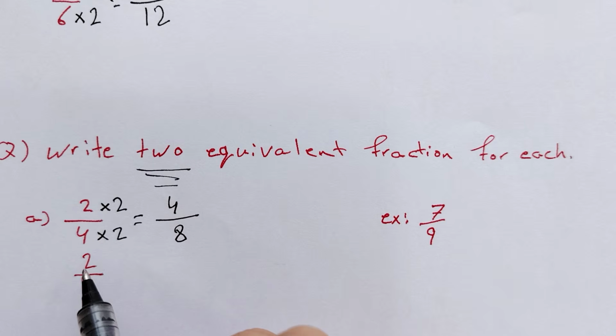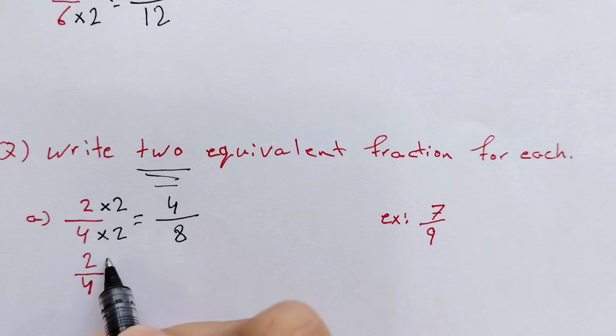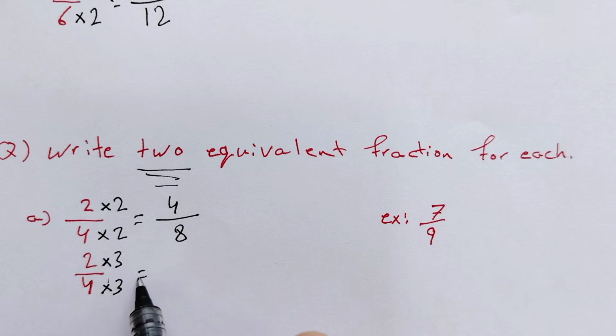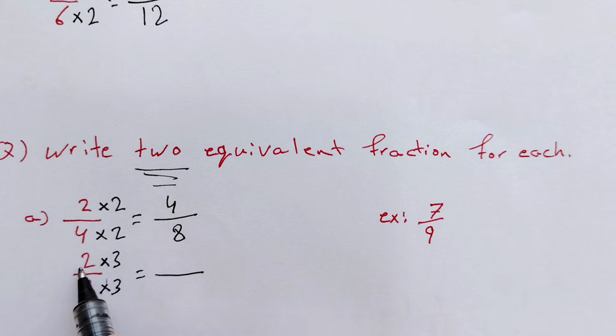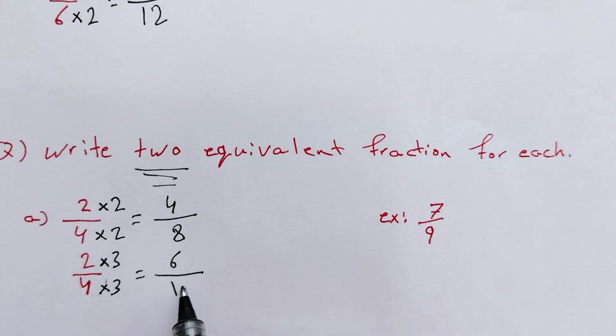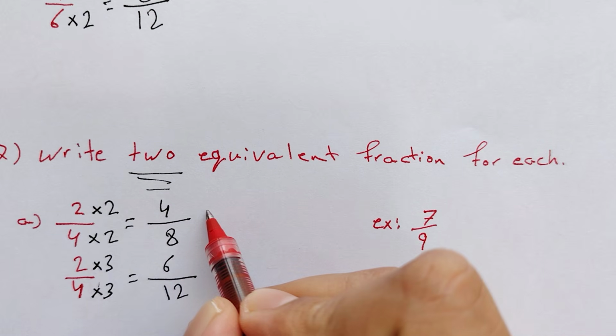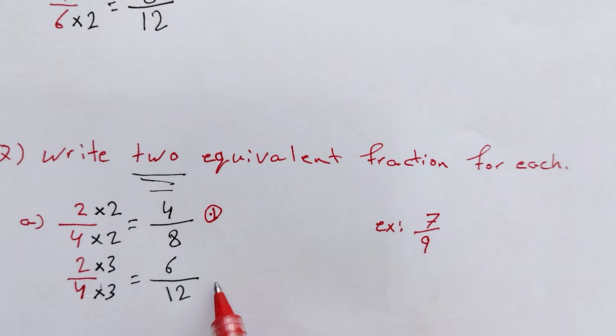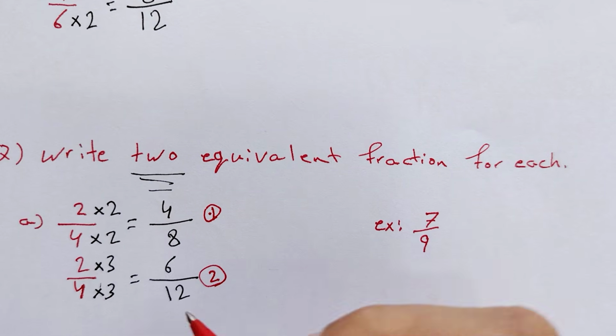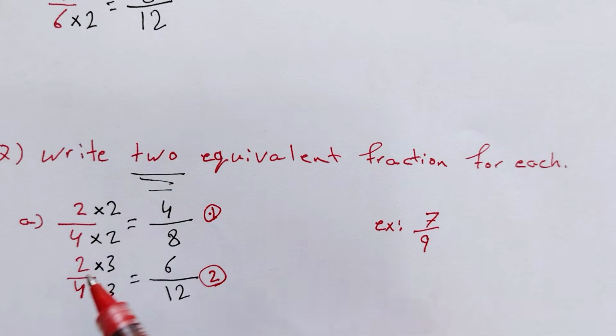This time we will multiply it by a different number. We cannot multiply it by 1 because the fraction will stay the same. We want it to be different in number form. So we multiply it by 3. Now 2 times 3 is 6, and 4 times 3 is 12. So we found 2 equivalent fractions. This is the first one, and this is the second one, for the fraction 2 over 4.